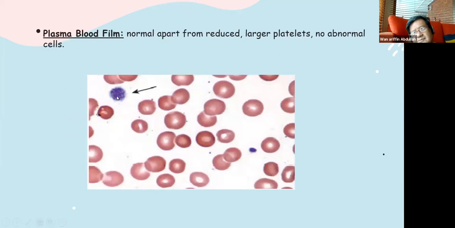Where's this picture from? This is the platelets, larger platelets. Where do you get it from? What's your source? From the Nelson book.